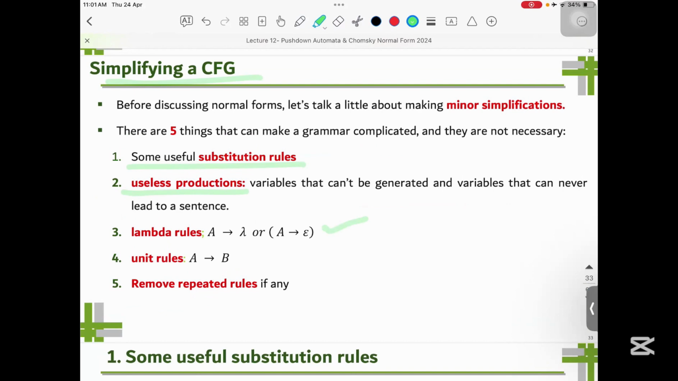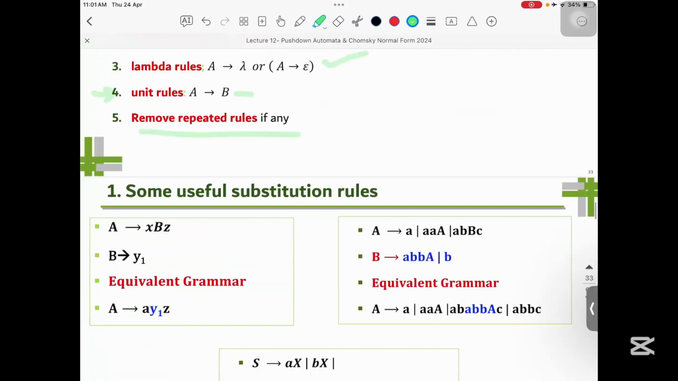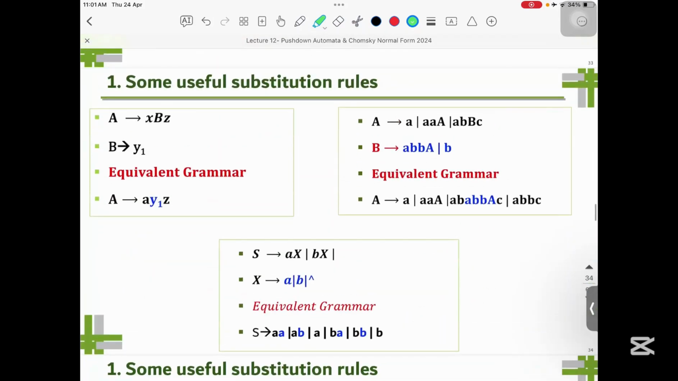However, for the other non-terminals, if it has lambda, you can remove lambda. You can have the unit productions, we might remove those unit productions, and if there are any repeated rules, we will remove those repeated rules as well. Let's first consider our example number 1.